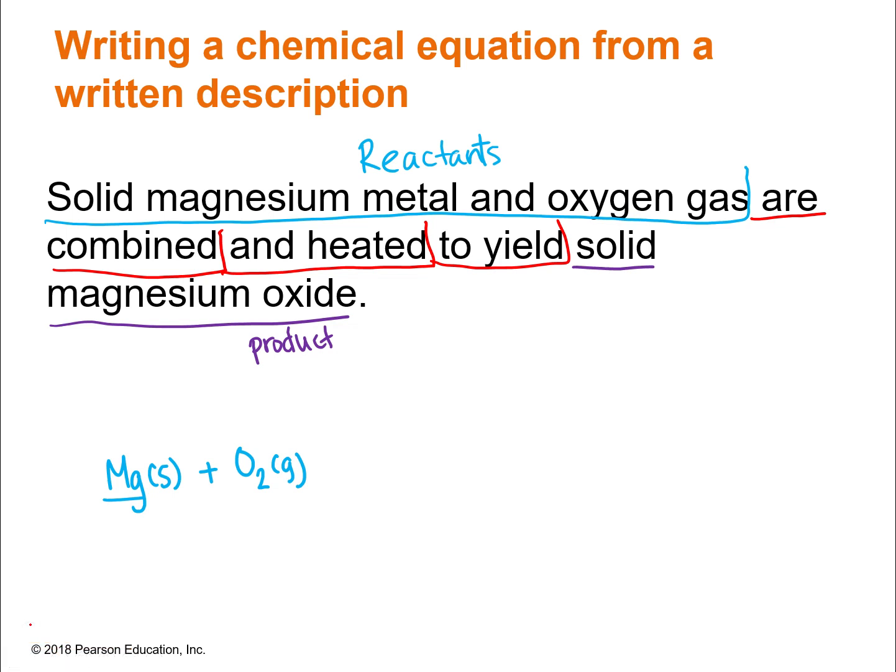Now we've reached the yield: the reactants are combined and heated to yield. So we know that's the arrow, and it's heated, so we've got to have that triangle. Now we're at our products. Solid magnesium oxide.